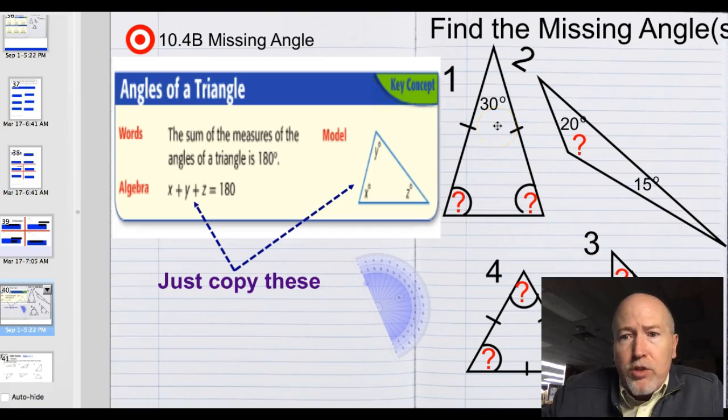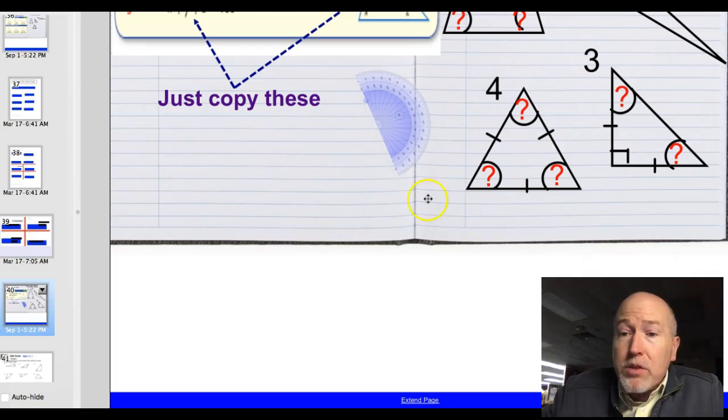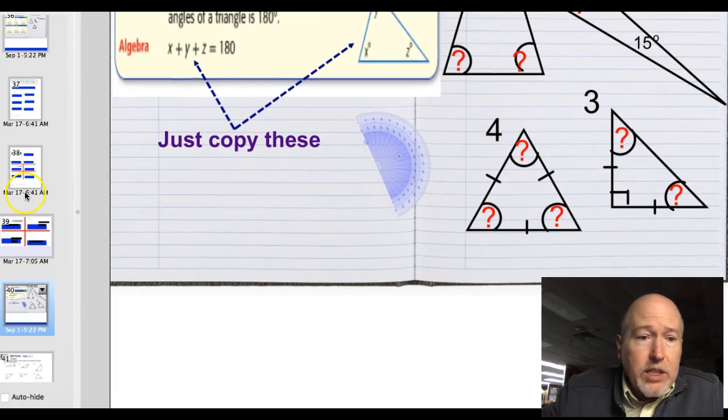This one here, a little tricky. 180 degrees minus 30. That's going to give you 150 degrees. But because two sides are the same, these two angles will be the same. You can take the 150 degrees and divide it by those two angles. And you'll get it. All right, let's keep rolling.